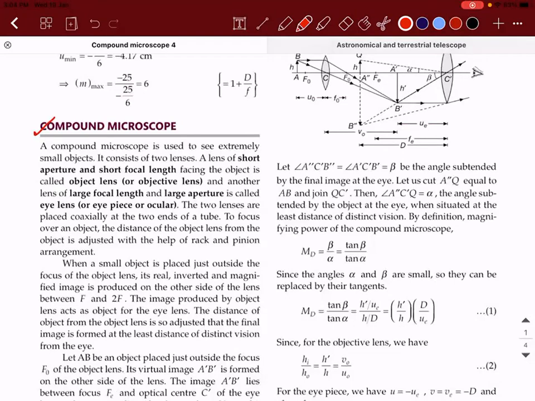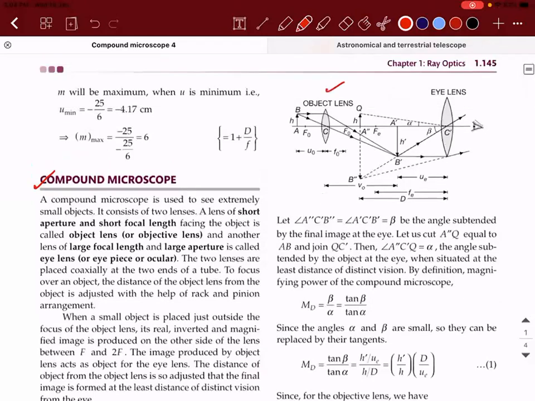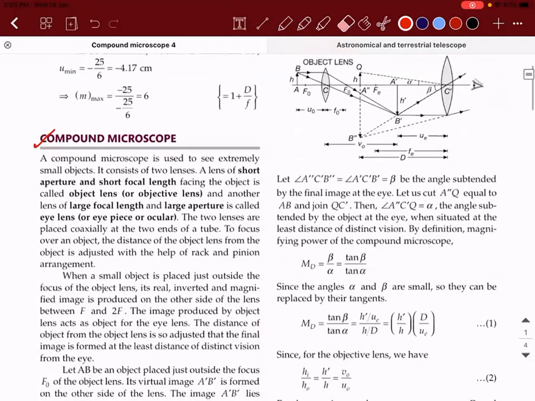A simple microscope, as the name suggests, is a single convex lens. Compound, as the name suggests, is a combination of two lenses together, right? One of the lenses is called the objective and the second is called the eye lens. Some people call it the object lens and some people call it the objective. Similarly, some people call this the eye lens, or you can call it the eyepiece. Either of them is possible. Okay. Now listen to this carefully.